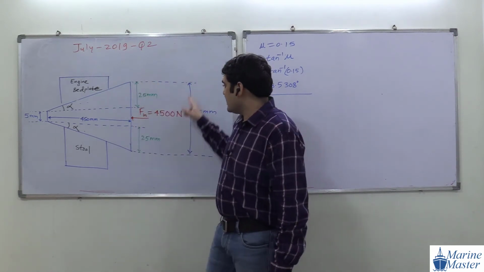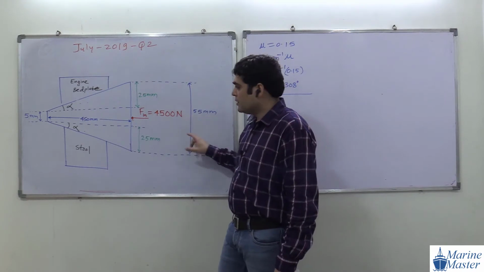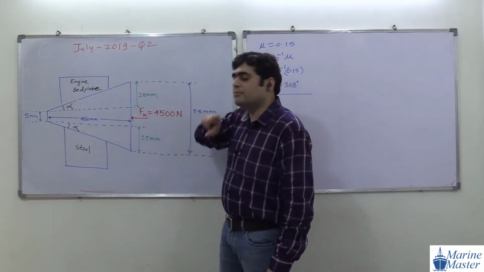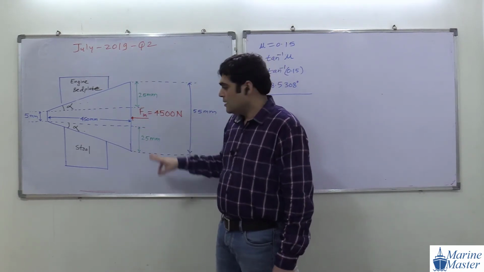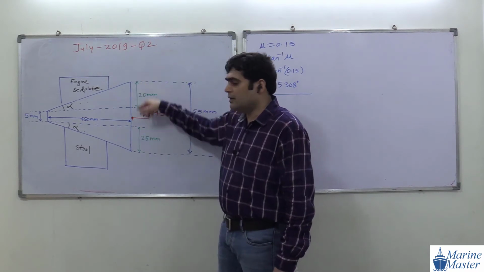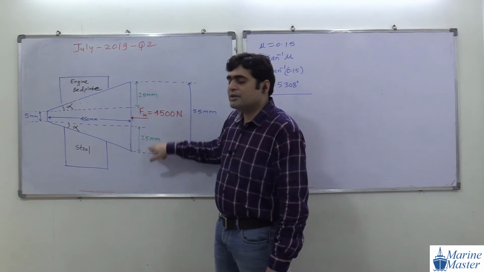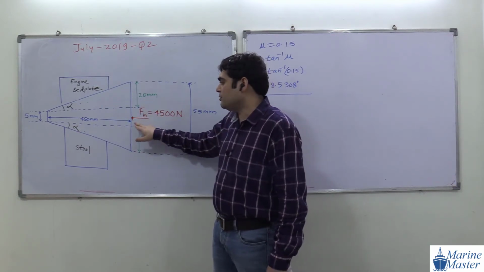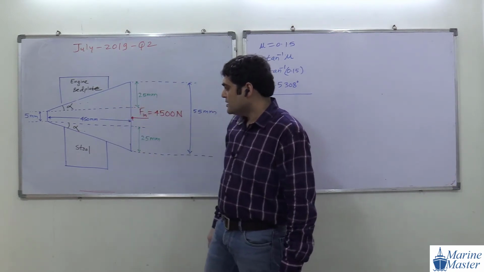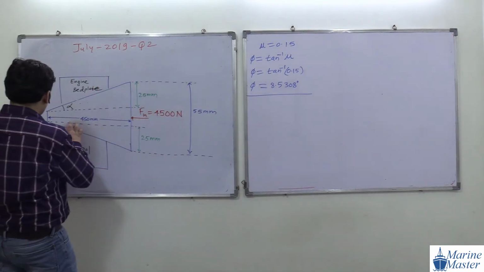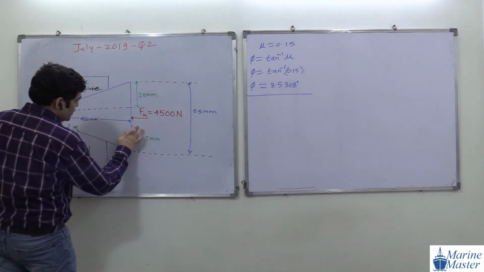See, this complete length is 55. If you subtract this 5 from it, what will remain? This green one and this green one, their summation must be 55 minus 5. See the point here. I have not drawn a proper straight line. Okay, let me draw a proper straight line.